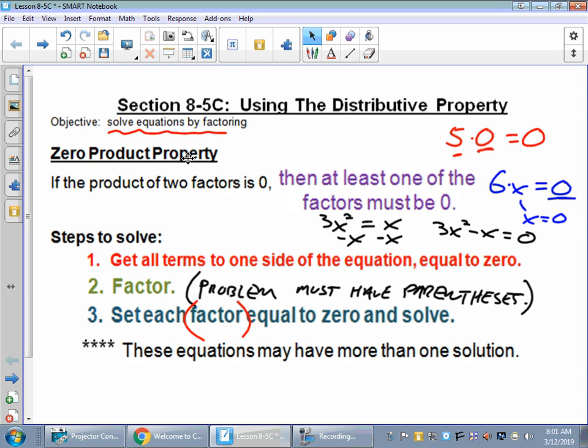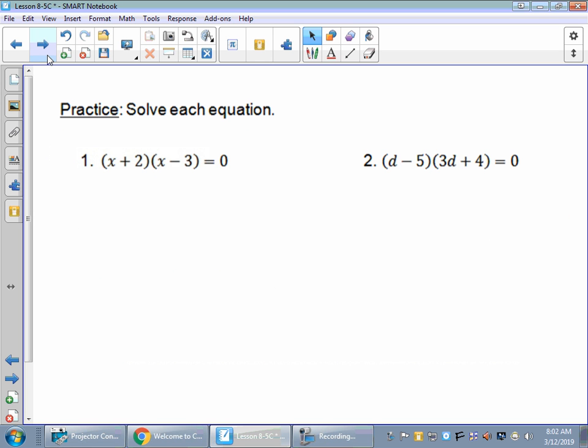So let's do some practice problems here. These two are nice because they've already been factored. So we can skip right to step 3. They already have everything on one side of the equation, we've got it equal to 0, and it's already in parentheses form. So all we have to do here is set each of these parentheses, each of these factors, equal to 0.